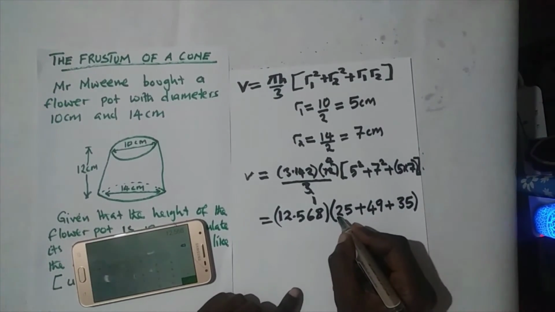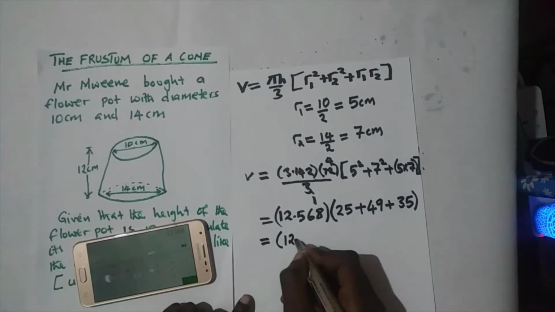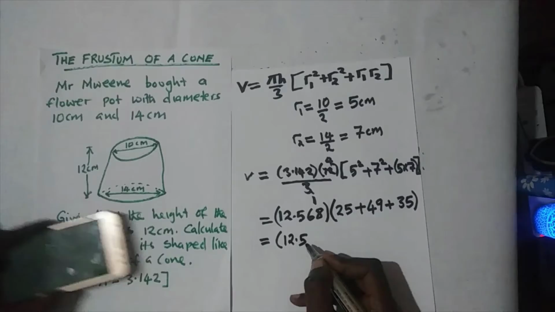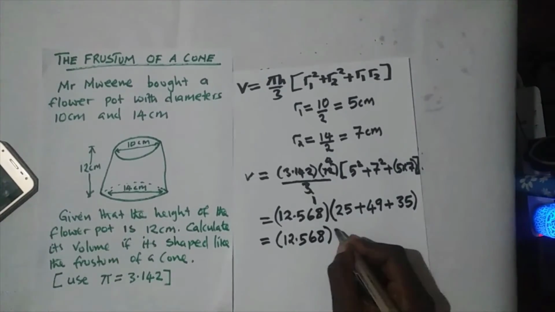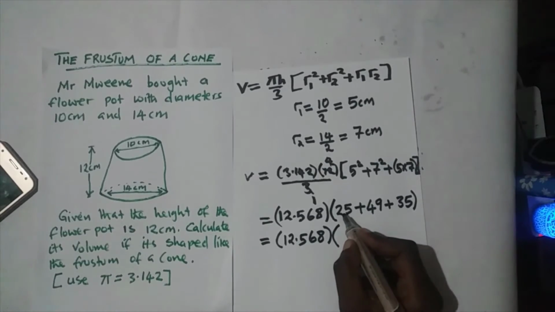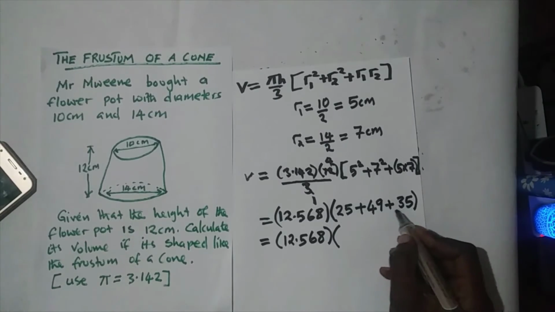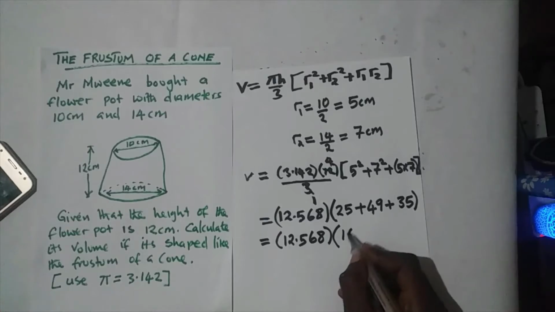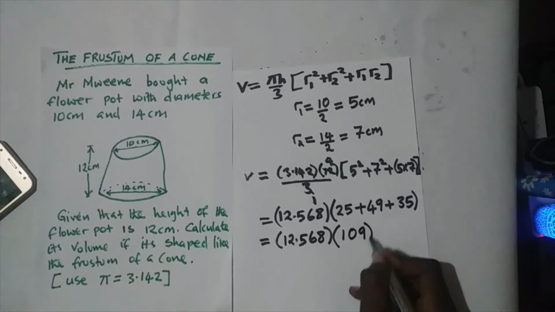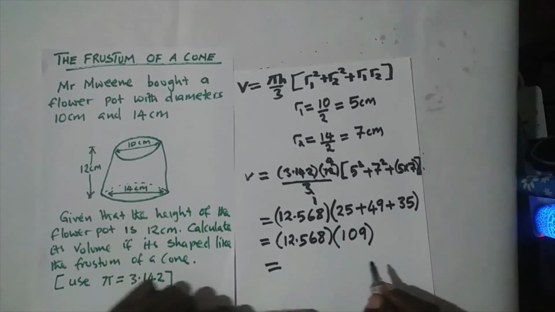And then we can simplify what we have in these brackets. So we are going to have 12.568, and then we can simplify. We'll add 25 plus 49, and we are going to have 74, and then 74 plus 35, we are going to have 109. And then we can multiply these two to get our volume.